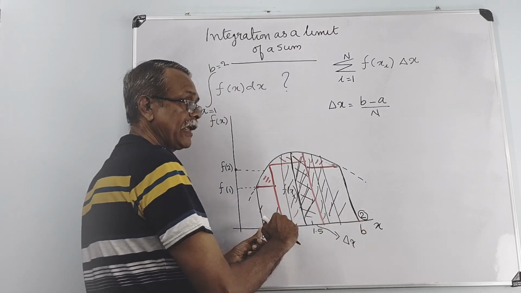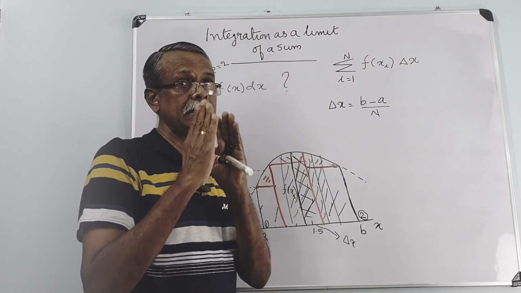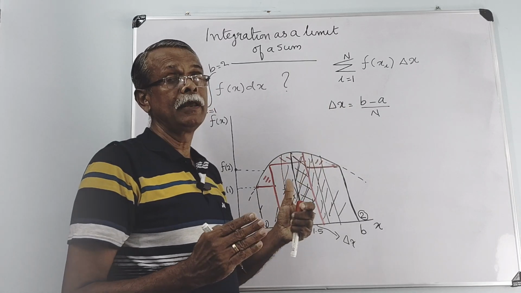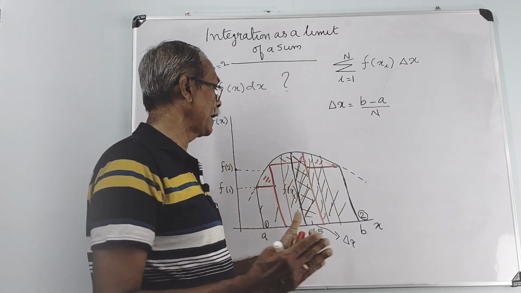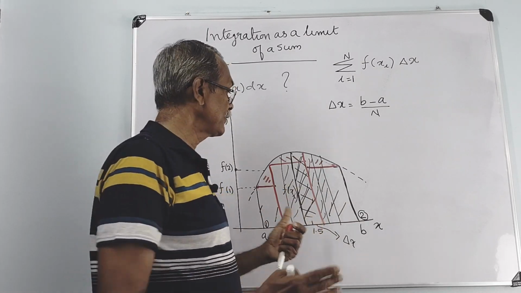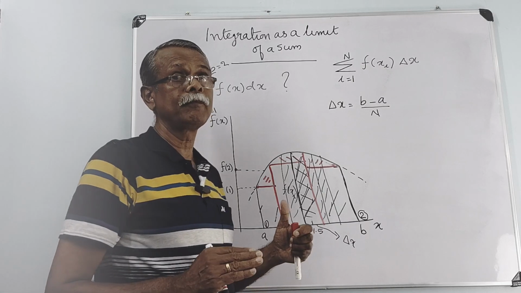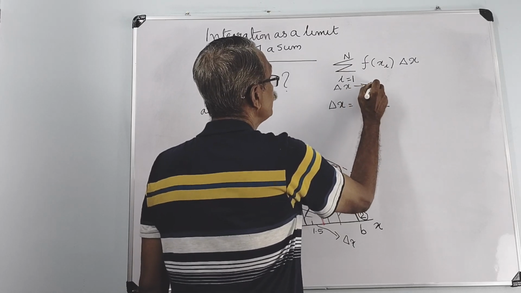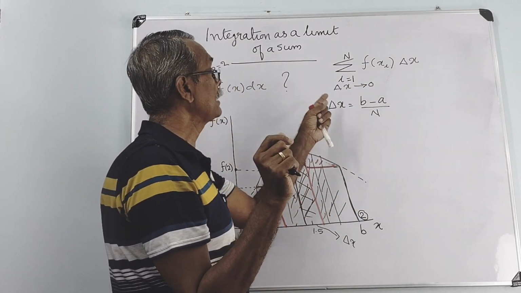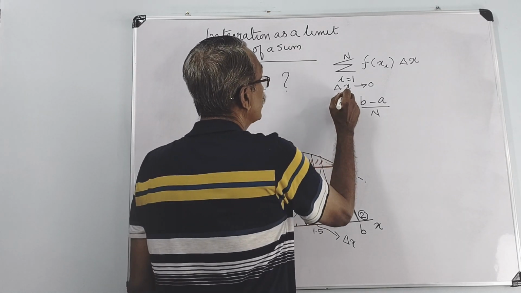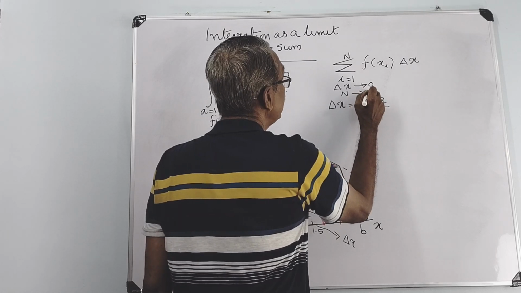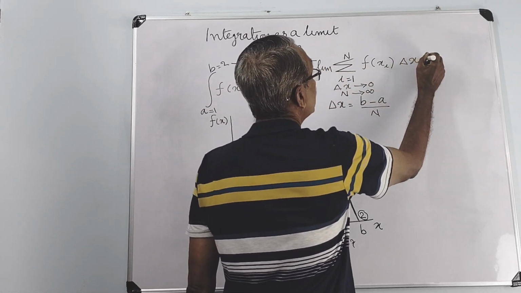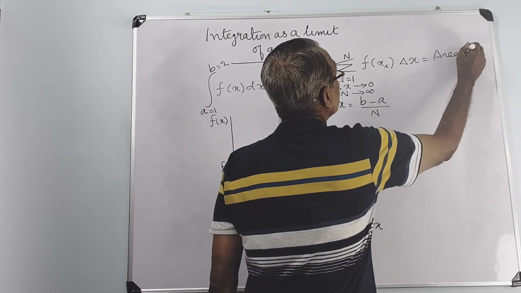This distance b minus a is divided into n equal parts. The breadth of that rectangle is delta x, and that is b minus a divided by n. If you divide this into 10 parts, that is b minus a divided by 10, that is 0.1. If you divide it into 100 parts, that is b minus a divided by 100, that is 0.01. So, as delta x tends to 0, that is, you are making this rectangle smaller and smaller, or you can also say that n tends to infinity, then this will approach a limit. And that limit is the area of the curve.